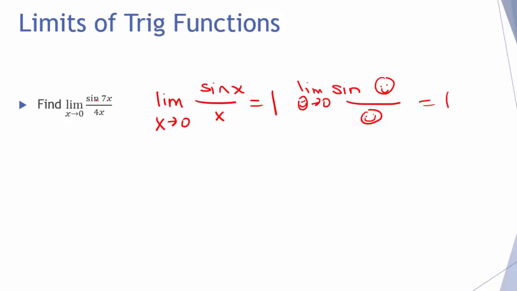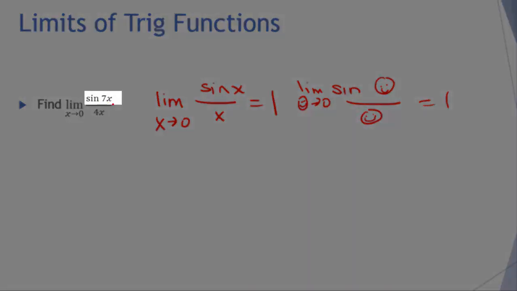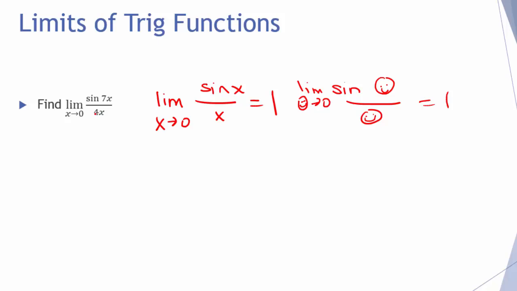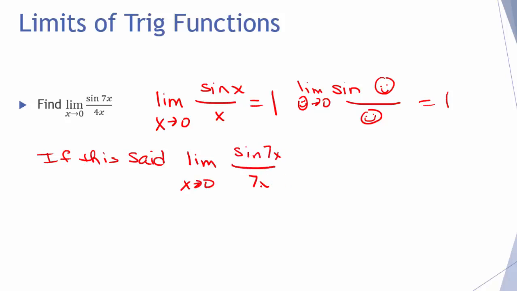So notice in our problem what we have is the sine of 7x. We can't easily manipulate the 7x because it's inside our sine function. So what I'd really like to have here is the sine of 7x not divided by 4x, but instead divided by 7x. If this said the limit as x approaches 0 of sine of 7x divided by 7x, I know what that limit is. That limit is 1. But it doesn't say that. But wouldn't it be nice if I could kind of force it or manipulate it into saying that?